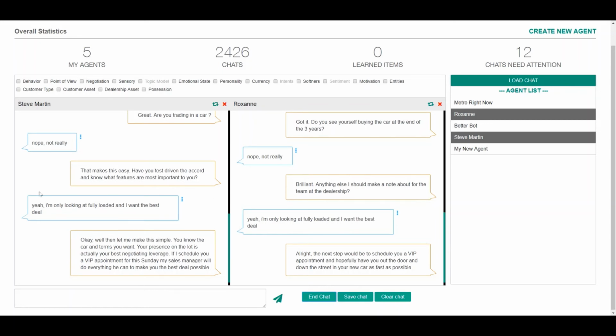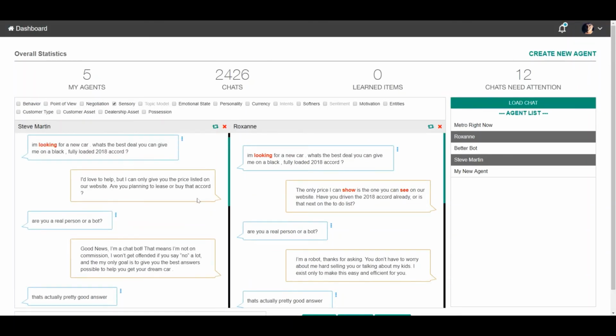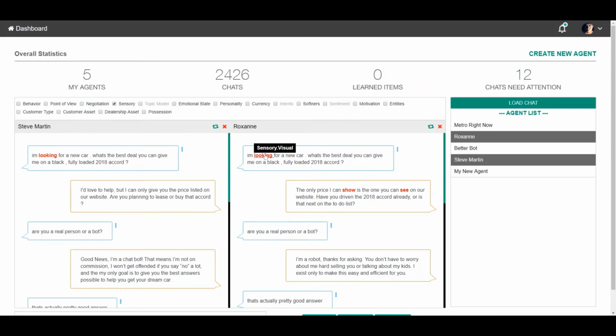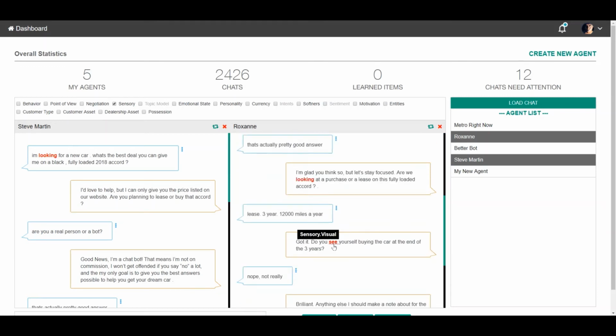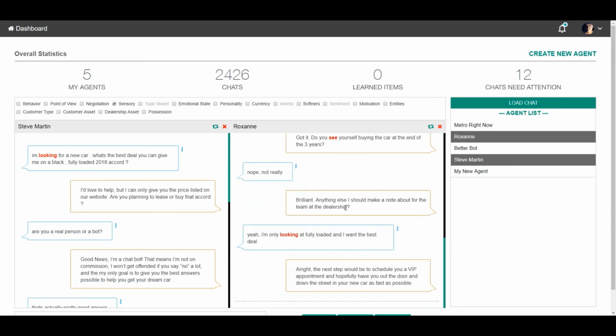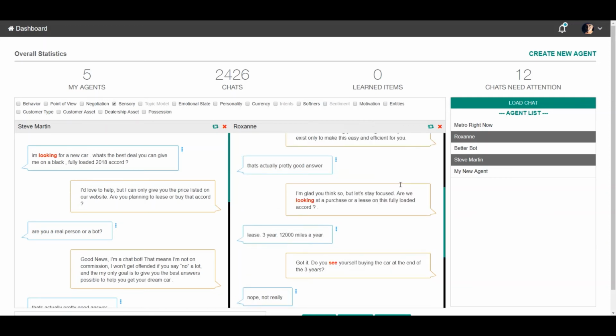And maybe it's because you prefer Steve Martin's lightheartedness, or maybe it's because if you click on sensory, it might be that you're a visual person. Because you see the user, the customer said looking, and look what Roxanne did. Roxanne started seeing these visual opportunities to use visual word choice to influence this person. All right. Now, again, this is really simple, right? This is just one of these models, but you can see it just pops out, right? It's really trying to use this strategy.